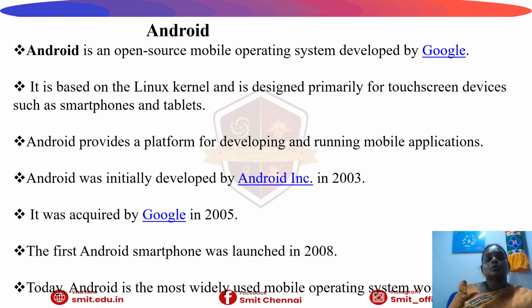Coming to Android, it is an open source mobile operating system. It was developed by Google. It is based on the Linux kernel and is designed primarily for touchscreen devices such as smartphones and tablets, etc. Android provides a platform for developing and running mobile applications. Android was initially developed by Android Inc. in the year 2003. It was acquired by Google in 2005. The first Android smartphone was launched in the year 2008. Today, Android is the most widely used mobile operating system in the world.